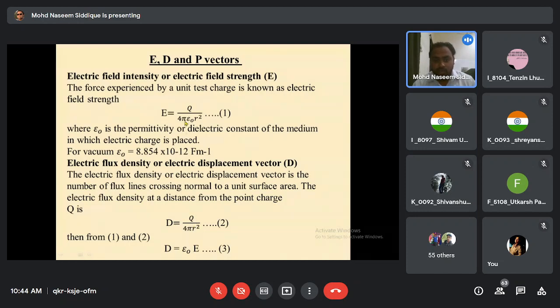Okay, and in the first equation you can see one more parameter, epsilon naught. Epsilon naught is the electric permittivity in free space. After combining the first and second equations, we get D equal to epsilon E. This is the main equation, so always keep in mind what D is. D is equal to epsilon naught E, directly proportional to E. As we increase the value of E, D also increases.